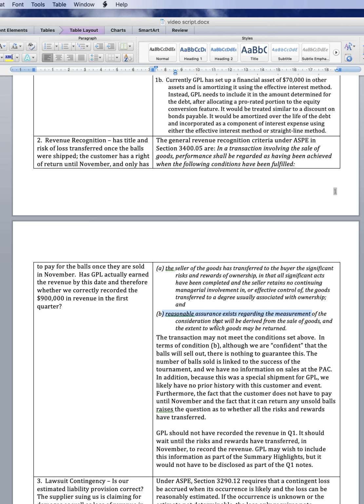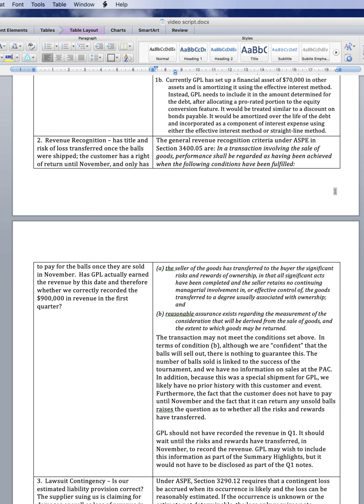Well, don't forget, these people can actually return the goods, and they have a deadline by which to return them, which is sometime during that quarter, or after that quarter, I think. So the idea is we need to look at these two criteria and see if we think, based on the way GPL's managing this transaction, if they've booked revenue correctly or not. And I say they haven't.